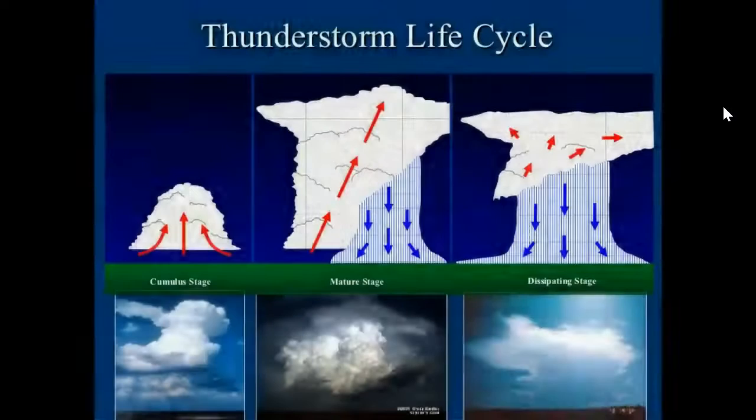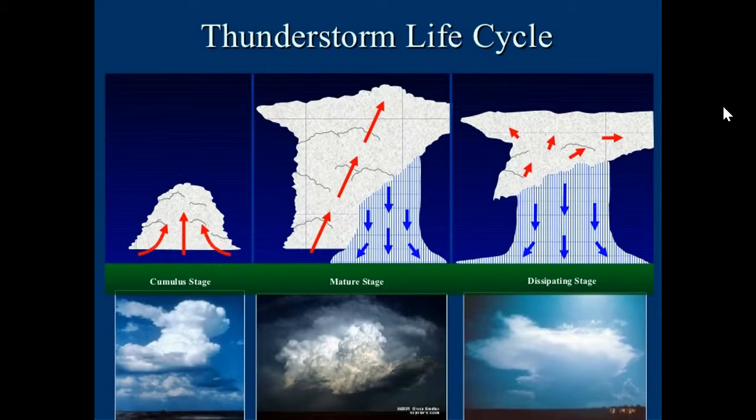Let's talk evolution. In general, thunderstorms go through three stages of evolution that we're going to outline here today. The cumulus stage, which is where they begin to develop, the mature stage, which is the dangerous weather time, and the dissipating stage when they rain out and come to an end. So let's talk through these.